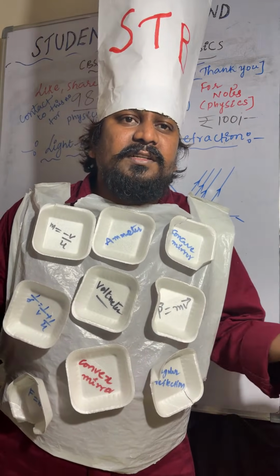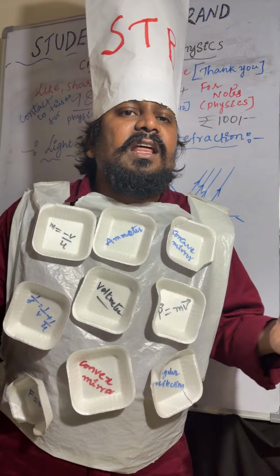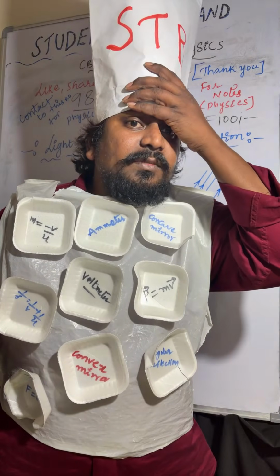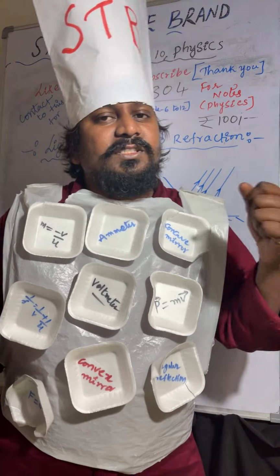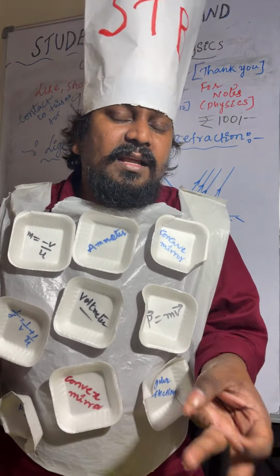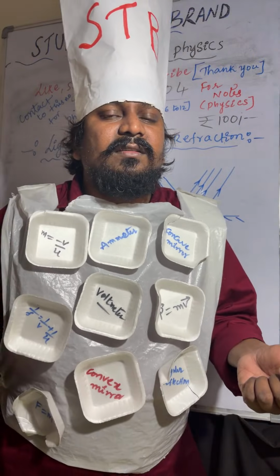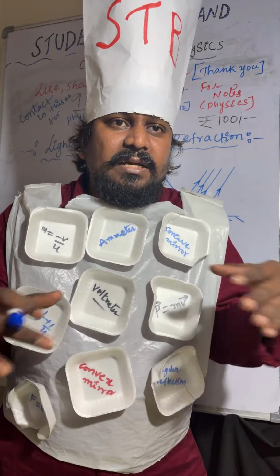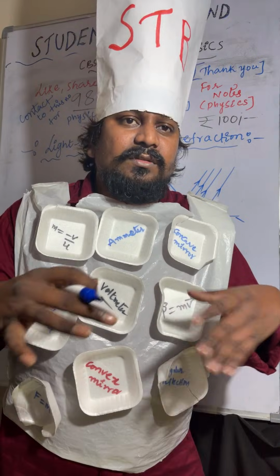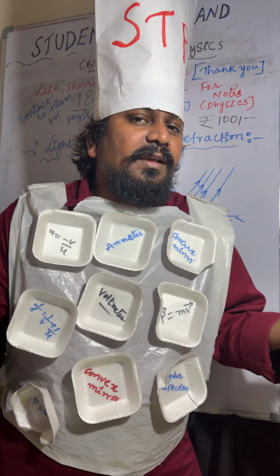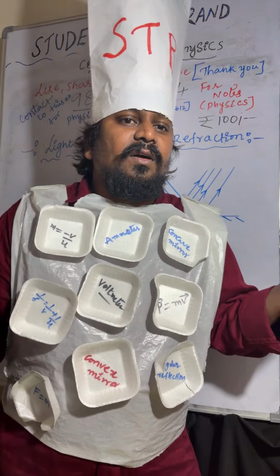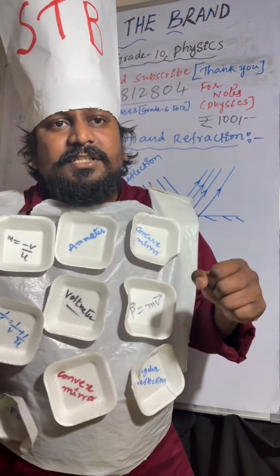Coming to irregular reflection. Regular reflection takes place on a smooth surface. Example: a plane mirror and a still lake of water. The water is at a constant position, so at that time the reflection of light will be regular reflection.